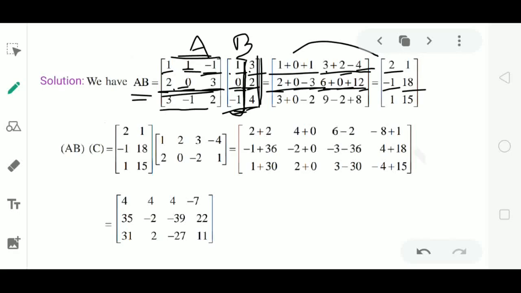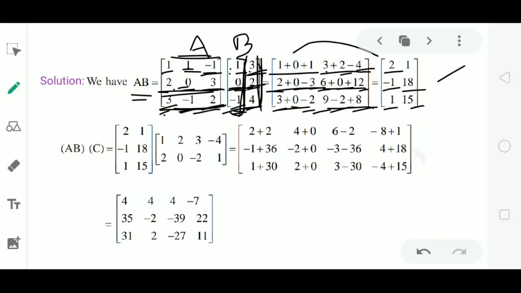Next, we consider the third row. We multiply the third row with the first column of B. 3 into 1 is 3, minus 1 into 0 is 0, 2 into minus 1 is minus 2. 3 plus 0 minus 2 is 1. Next, third row of A with the second column of B. 3 into 3 is 9, minus 1 into 2 is minus 2, 2 into 4 is 8. 9 minus 2 plus 8 is 15. So this is matrix AB.